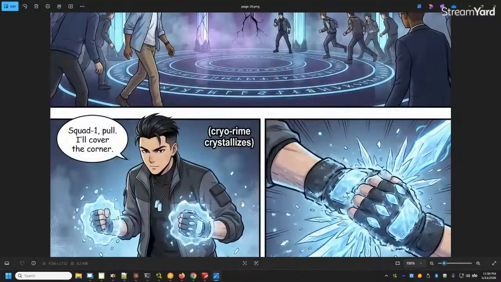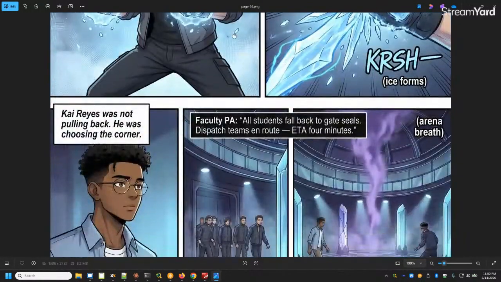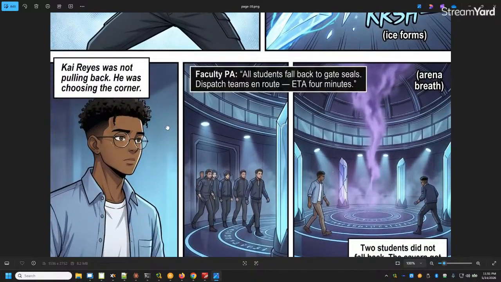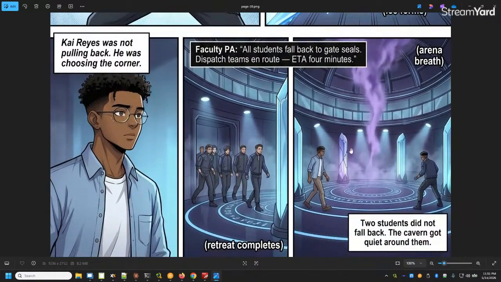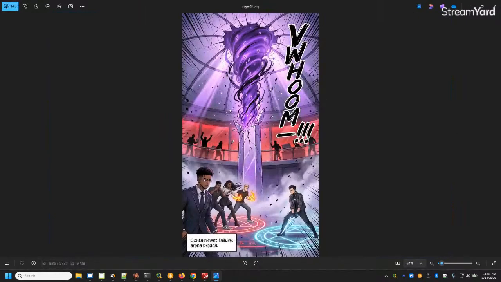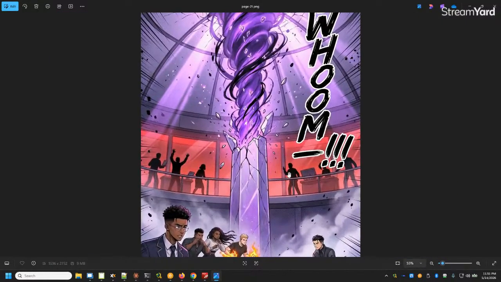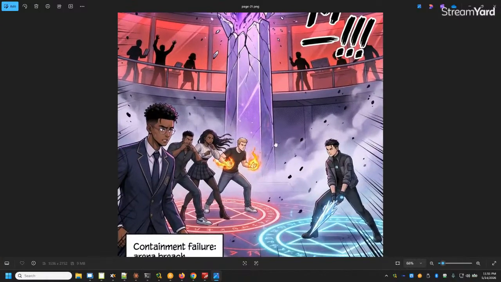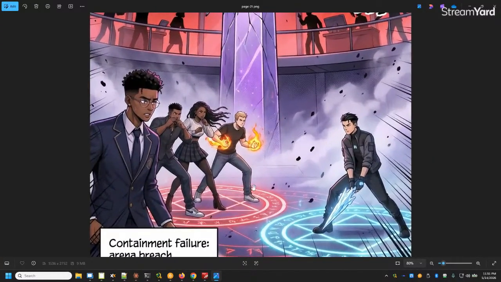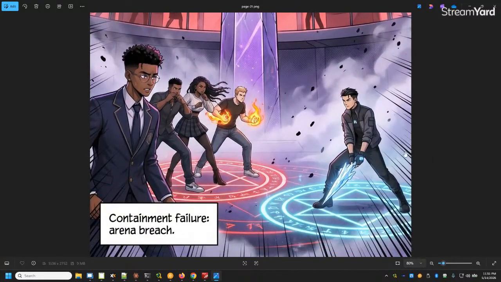Okay. Squad one, pull. I'll cover the corner. And so now both teams are working together, right? Kai Reyes was not pulling back. He was choosing the corner. All students fall back to the gate seals. Dispatch teams en route. ETA 4 minutes. Okay. And so now the boss is coming, and now both teams have to work together to beat the boss.